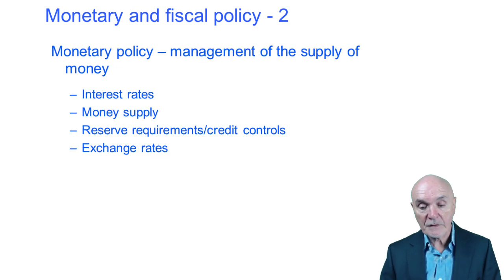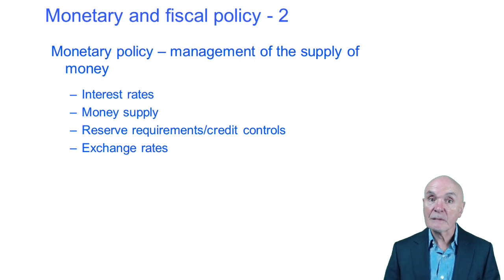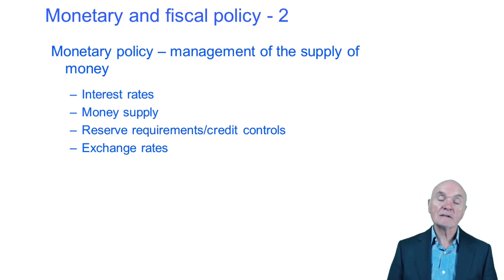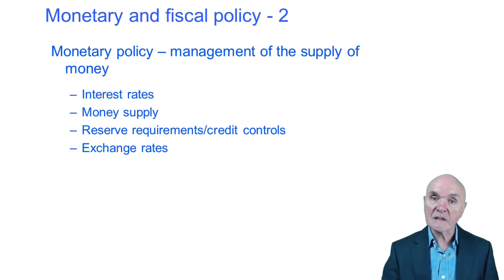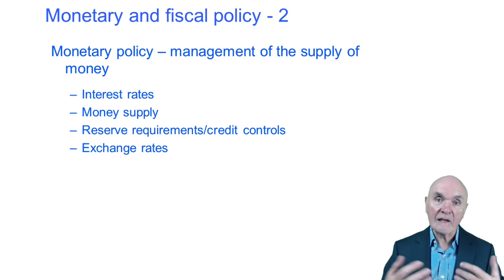The other method is monetary policy, which is looking at how the government can manage the supply of money. And it can do it by interest rates, or at least the central bank does it by interest rates. The lower the interest rates, the easier it is to borrow, the more money people will borrow. That's going to increase the supply of money. It's going to stimulate the economy. There is the money supply. The government can increase or decrease the money supply itself. It's not called printing money anymore. It's called quantitative easing. But it makes much more money available to banks and so on, which they can then lend on.